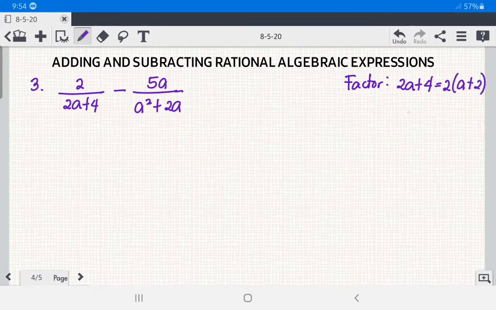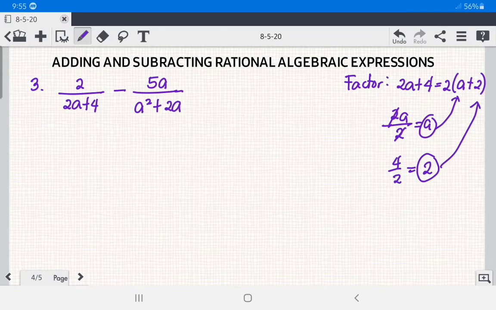As you can see, to get the factors, you're going to get the common monomial factor of 2a and 4. And that is 2, right? After that, 2a divided by the common monomial factor, which is 2, is a only. Which is now the first term of the new factor. And then we have 4 divided by 2, that is 2. So this is now the next term of the other factor.